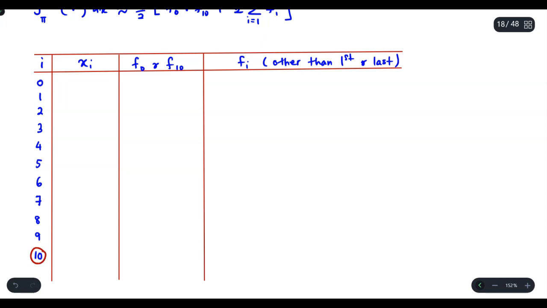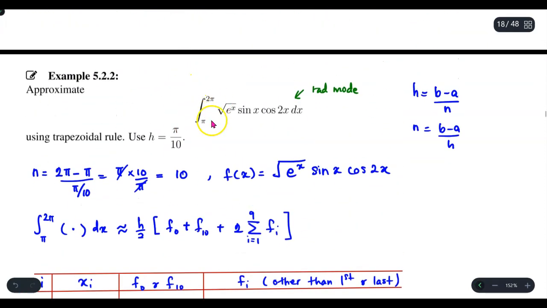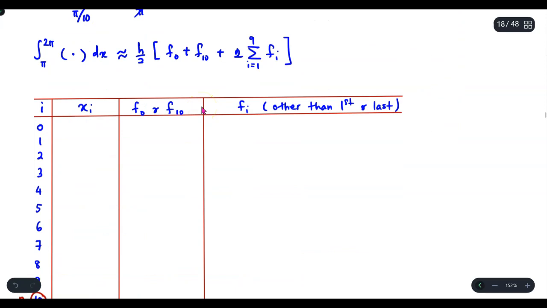At the first step just now, you identified your n. So make sure your i starts from 0 up to your value of n. And then the value of x starts with your lower limit. Look at your integral here: the lower limit is pi. So the first one should be pi. The next x would be pi plus h, because we know h is the difference between two consecutive x. In other words, the next value of x is x0 plus h.